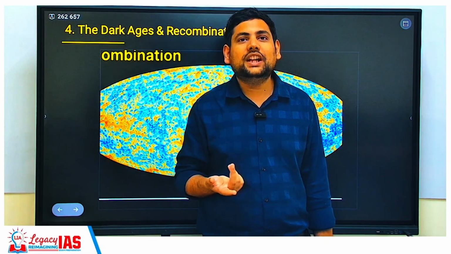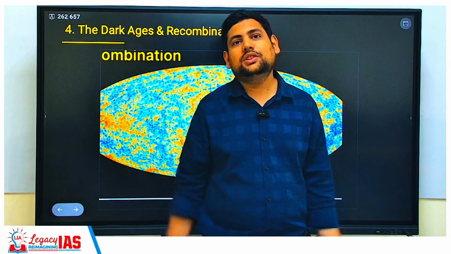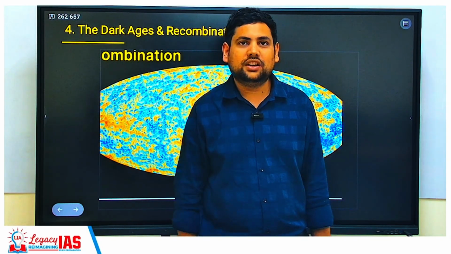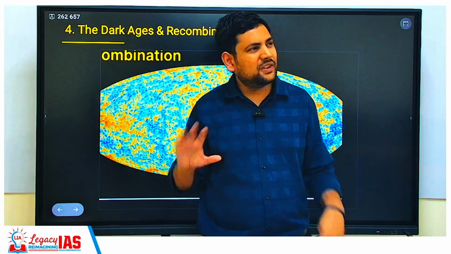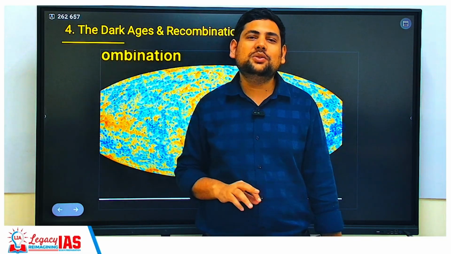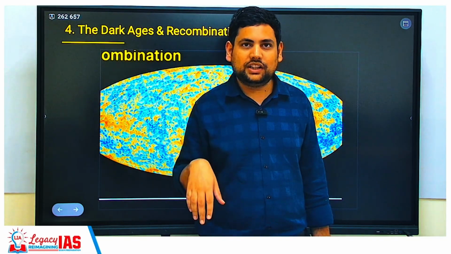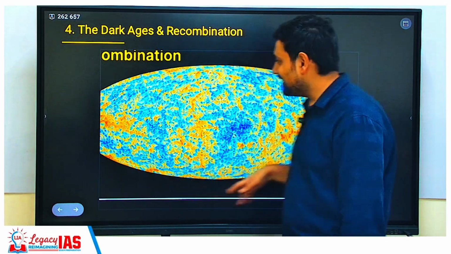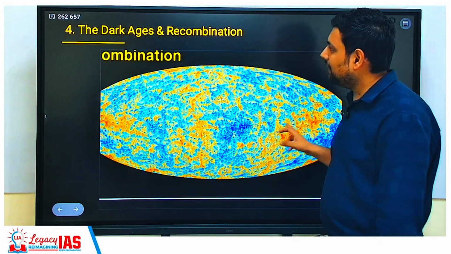That's why we didn't have a visible universe, because light was not able to travel properly here. So you had some kind of translucent universe, correct? Some translucent orange thing it used to look like, not like we see now. Correct? So this is the dark ages. Now the dark ages actually continued for a very long time.